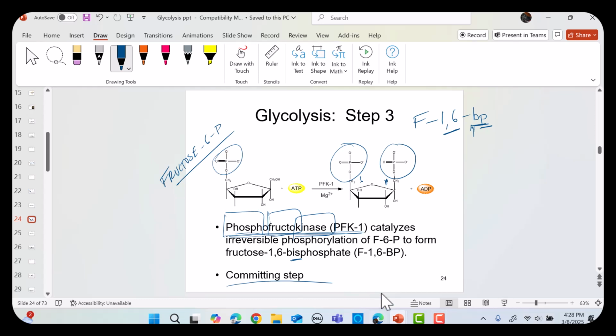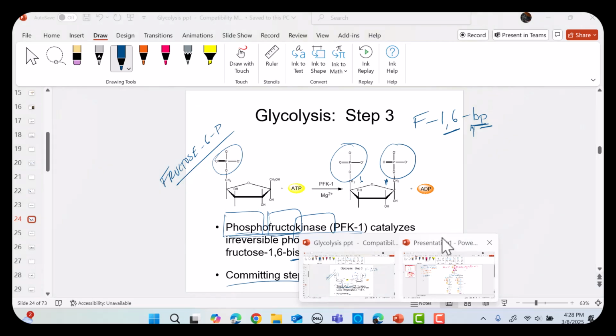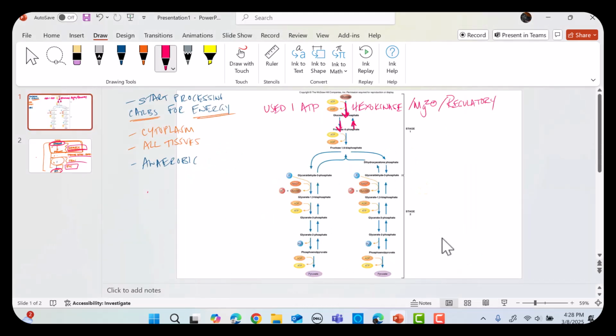So, couple things. Let's go to our diagram. And I would add some stuff. So I've got my fructose 6-phosphate, got a one-way arrow now, and a couple things. I used an ATP, and my enzyme is regulatory phosphofructokinase, abbreviated PFK, so phosphofructokinase 1. Needed a magnesium as a helper, and this is regulatory or committing. And what I have now is a fructose 1,6-bisphosphate. Okay, let's keep on keeping on.